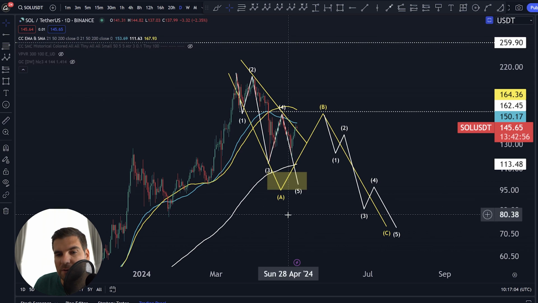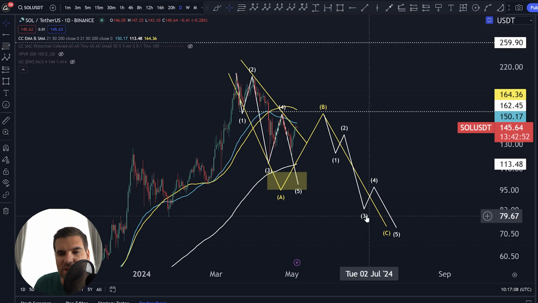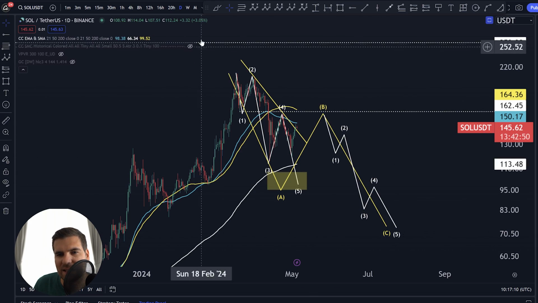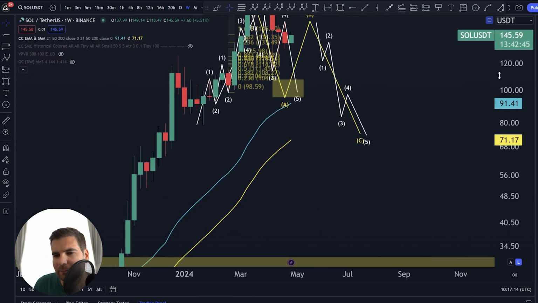So this could be a phenomenal correction, a huge opportunity for dollar cost averaging, build out those positions with Solana before we get into that next leg to the upside. Let's take a look at the weekly and see if the weekly aligns with that thinking.